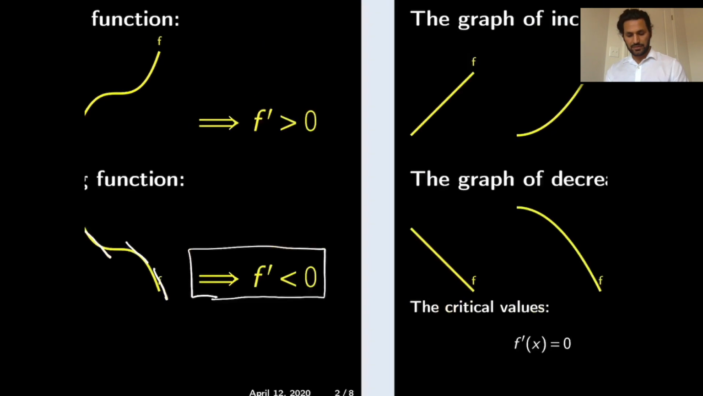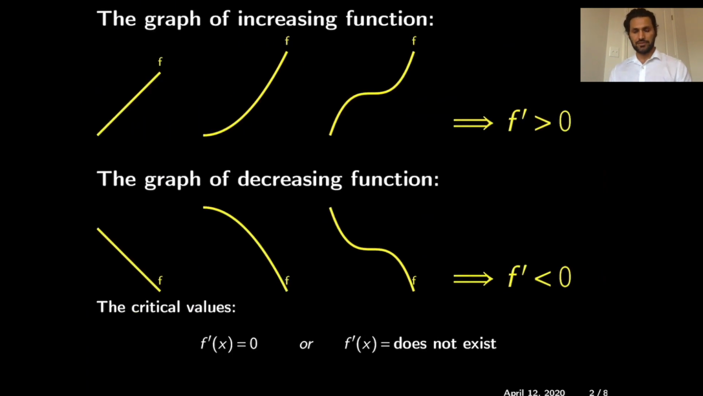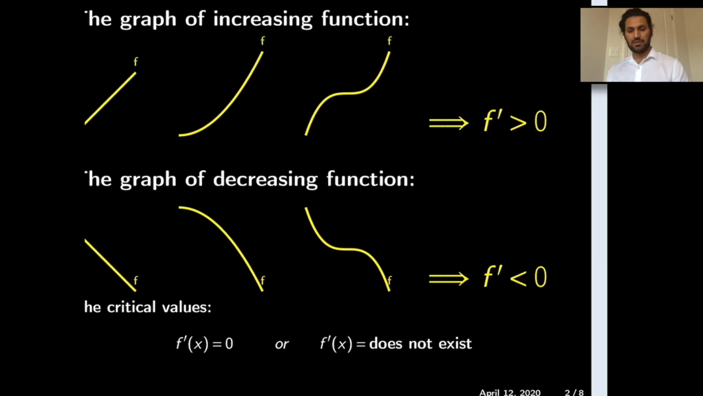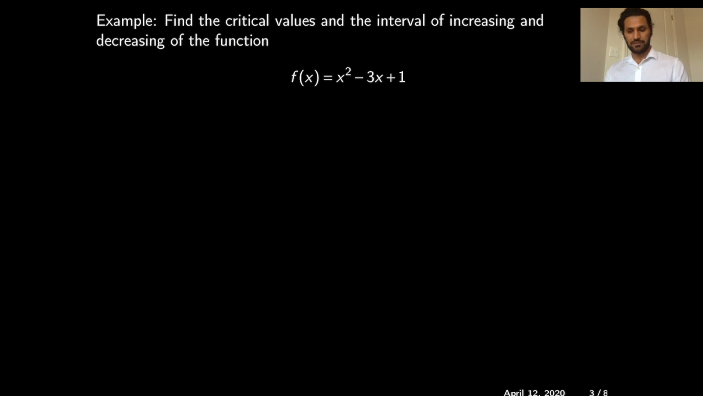There is another definition, called the critical values. The critical values are those values where either the derivative of the function is zero or the derivative of the function does not exist. In the next example, we will calculate the critical value of the function, and also the intervals of increasing and decreasing of the function. So let's start.